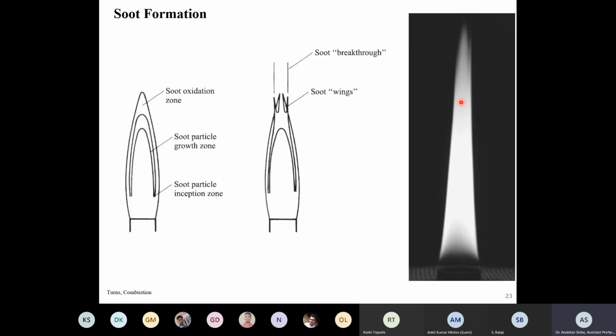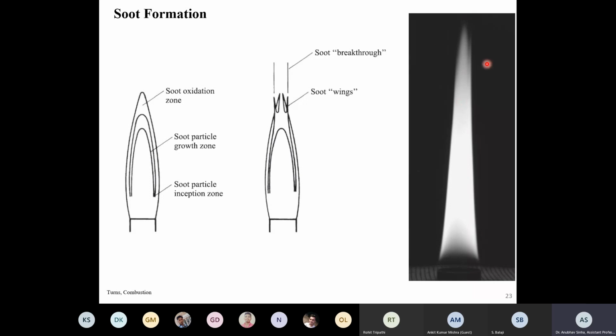Sir, by soot, what do we mean? Is it the pyrolysis of our hydrocarbon fuels, or is it some other impurities? You just wait for 2 more slides. Okay, we'll see some photos of what soot looks like.